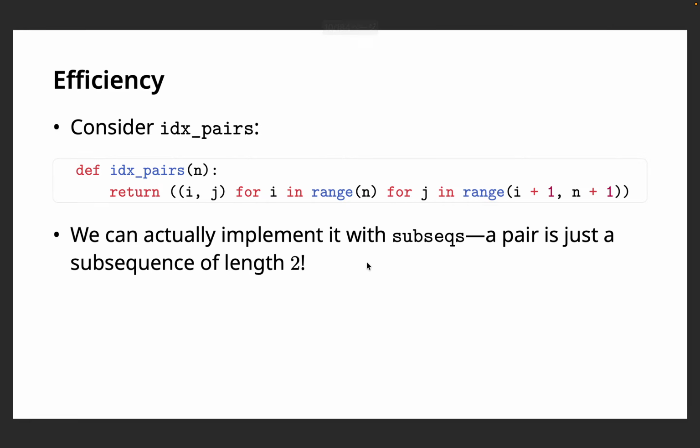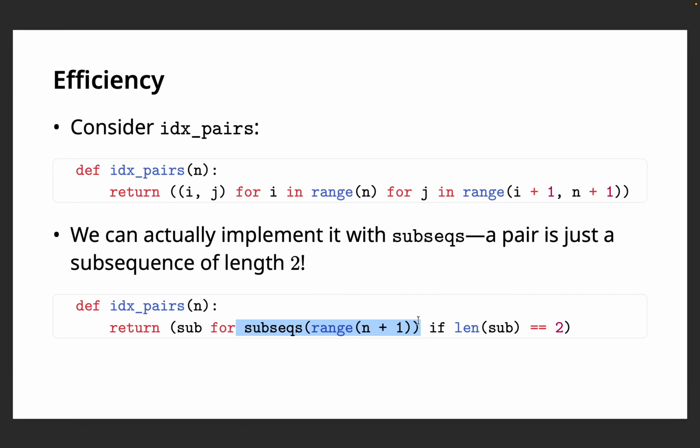Another way is using the subsequences function. This was what we had in the last lecture. A pair of indices is just the same thing as a subsequence that has a length of 2. So what we can do is get all of the subsequences, then filter out the ones that have a length of 2. That's another way to get all of the index pairs. So the question is, are these two implementations the same? Should we be implementing index pairs like this?